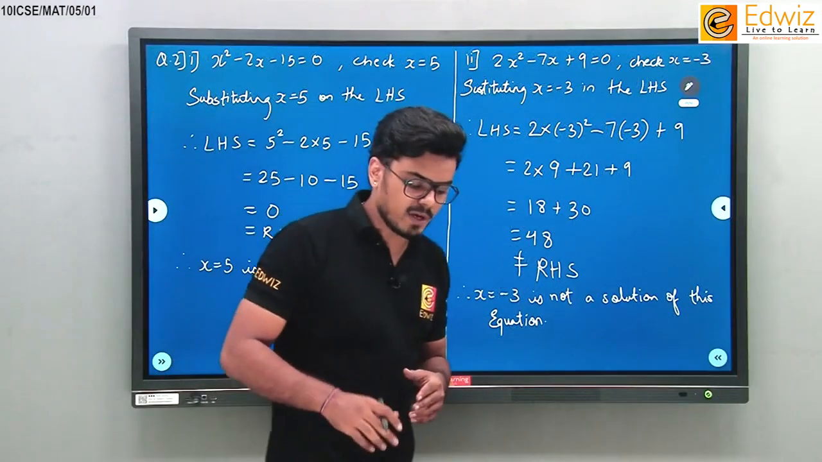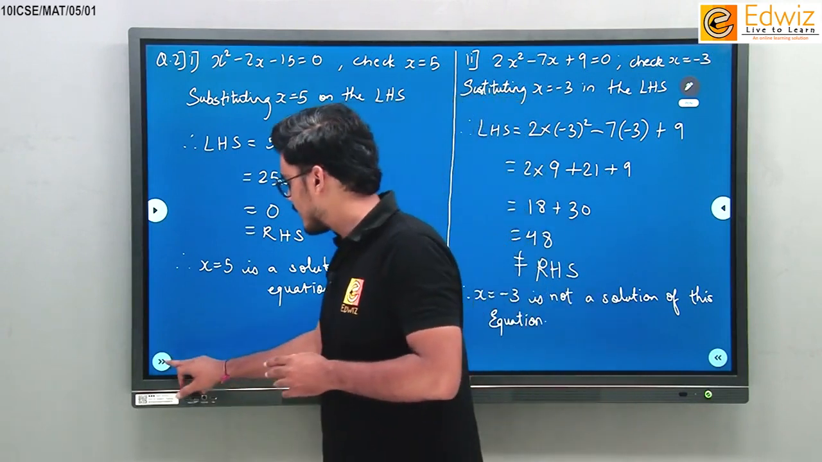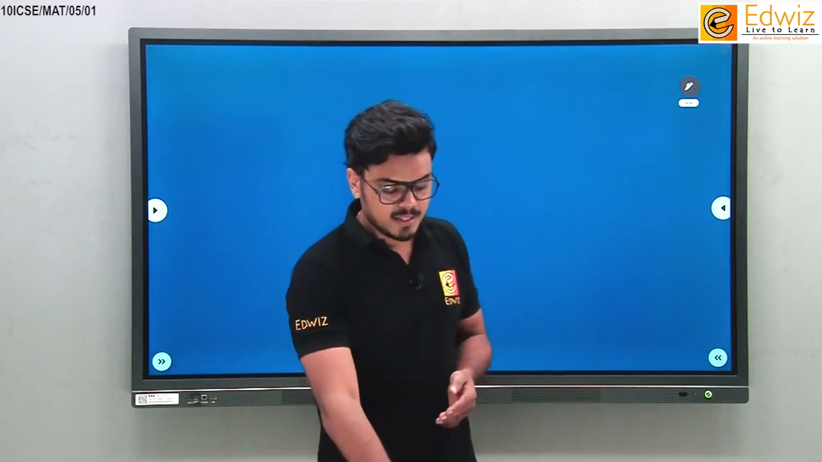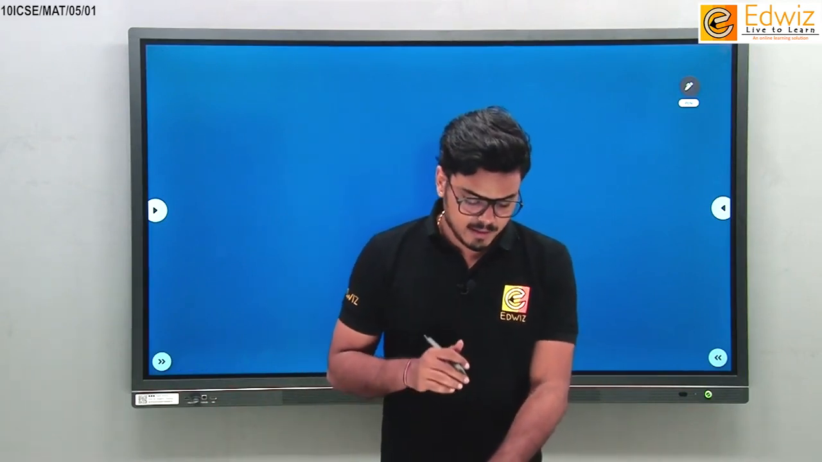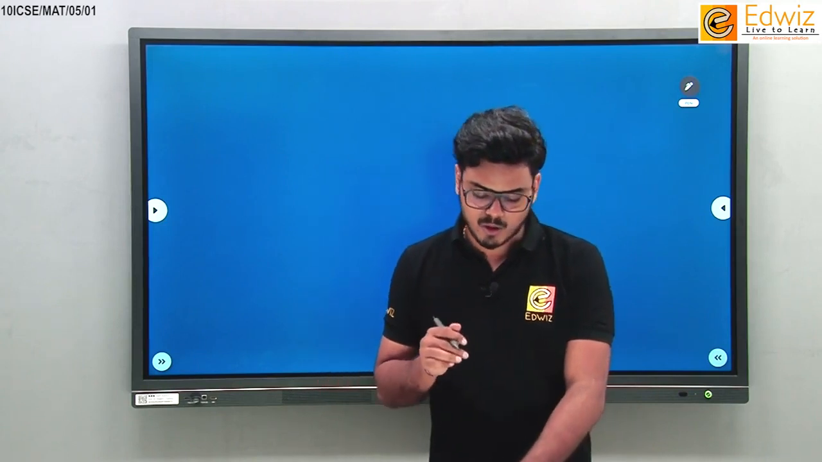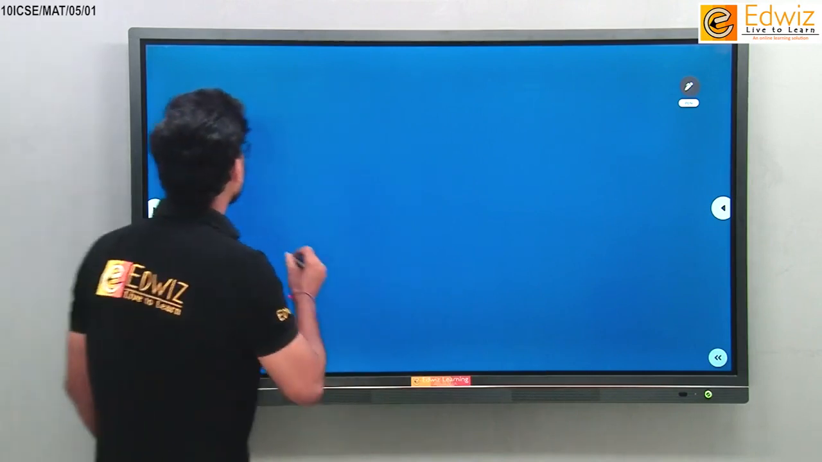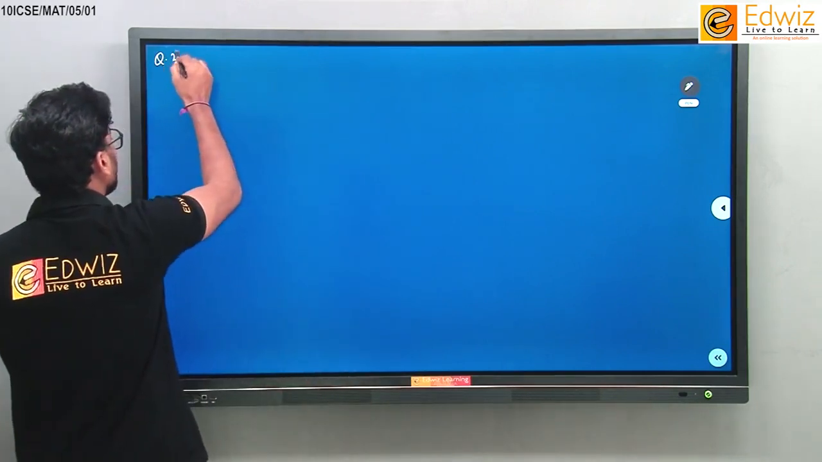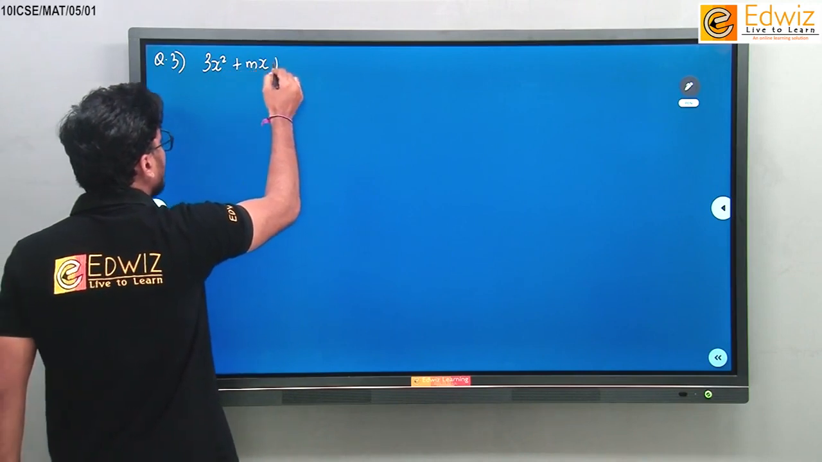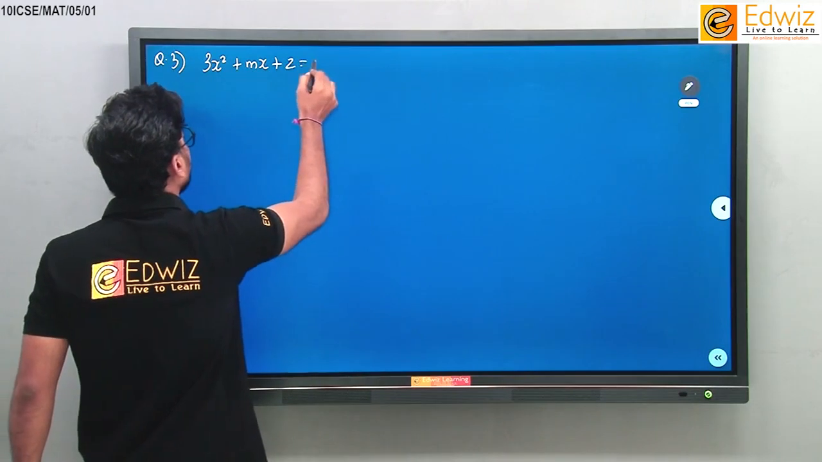Alright students, moving on to the third question in the exercise. Let me just change the page here. I hope you are done writing. Now question number 3. In this question, root 2 upon 3 is a solution of equation 3x square plus mx plus 2 equal to 0. Okay, so the equation here is 3x square plus mx plus 2 equal to 0.